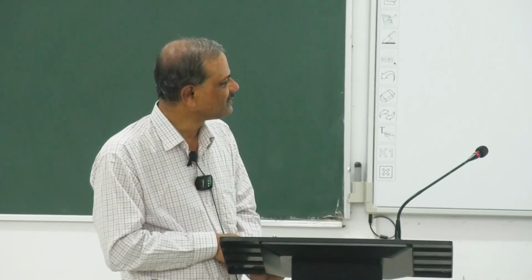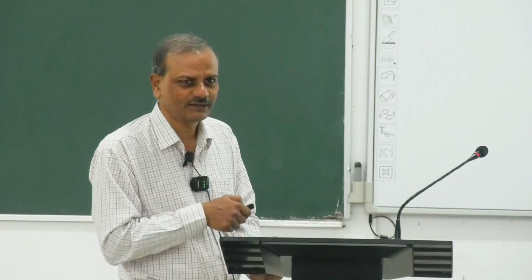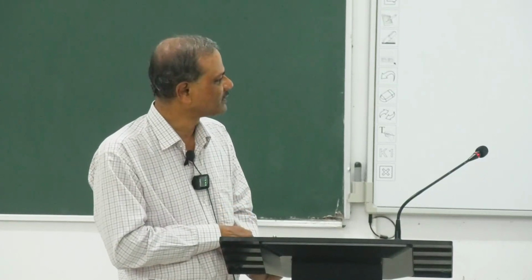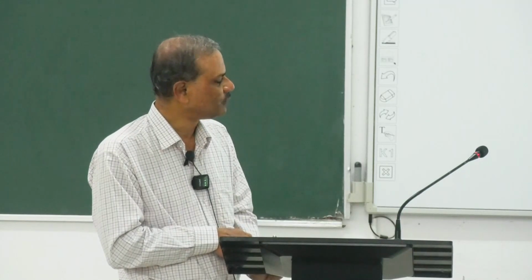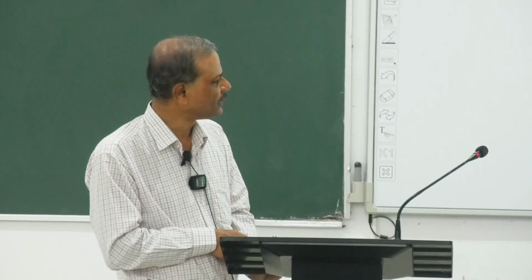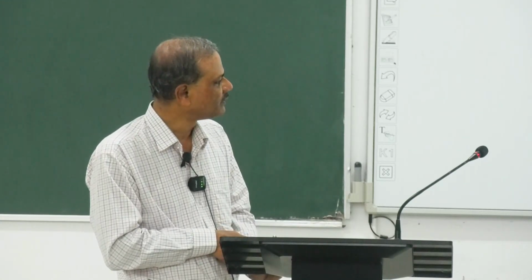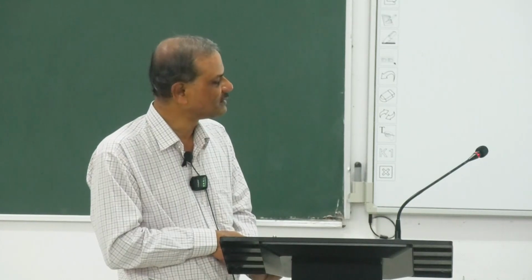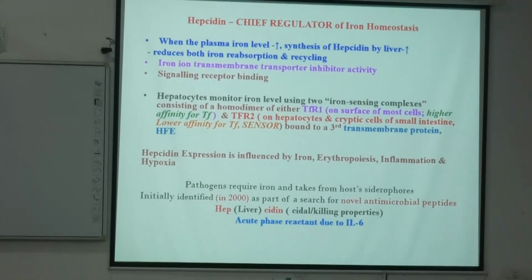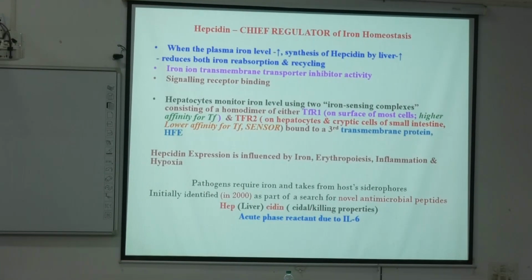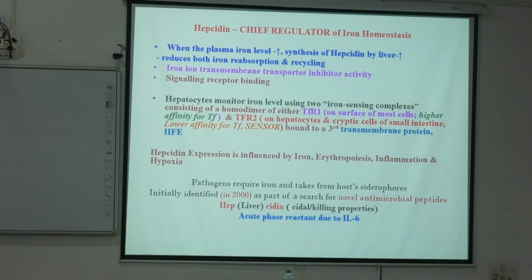So, hepcidin was identified only recently, in the year 2002. It's a novel research molecule with antimicrobial properties. The name hepcidin is derived from hep, meaning liver, and cidin, meaning a killing effect. So, what does this do? Basically, it captures iron so that pathogens will not get iron for their proliferation or nutrition. This is an acute phase reactant protein, induced by interleukin 6.